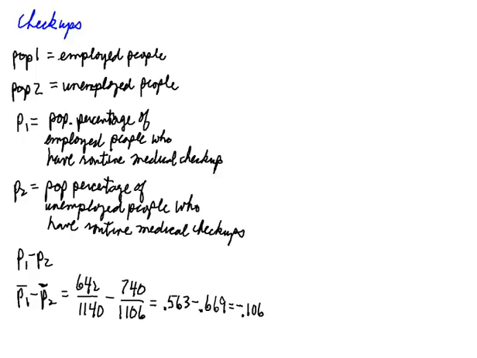the unemployed people have a higher percentage of them have routine medical checkups. So I want to run a hypothesis test, and I want to see if there's enough evidence to show that the unemployed people have a higher percentage of routine medical checkups. So setting up a null and alternative hypotheses.